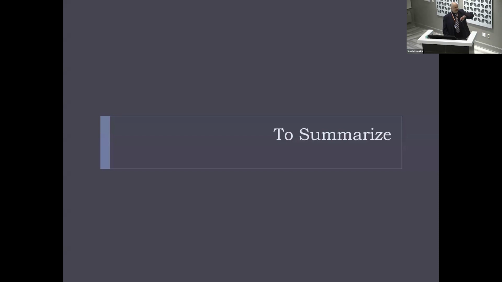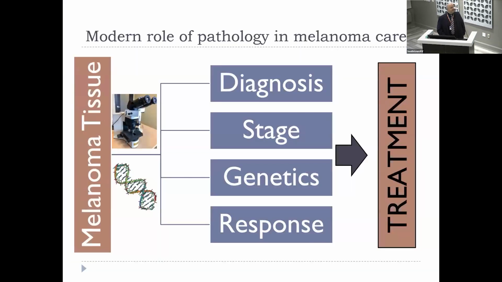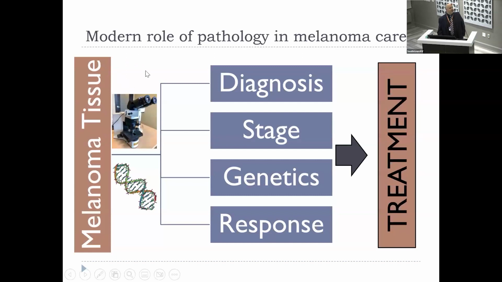So I'm going to end here to summarize what pathology does for melanoma diagnosis. We mainly use either microscopy to look at the tissue at high magnification, or genetic testing, to diagnose melanoma, stage it, identify the genetic alterations, or predict the response to treatment. All this is integrated in the management of a patient with melanoma.